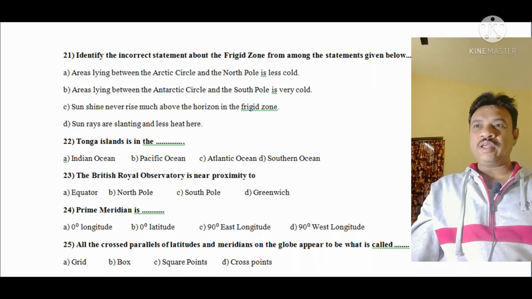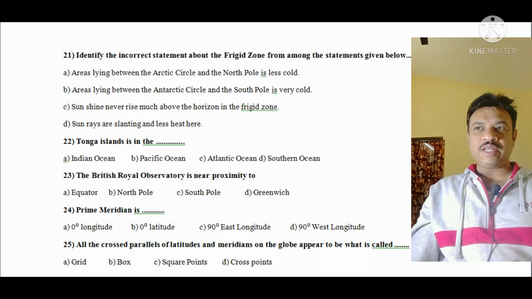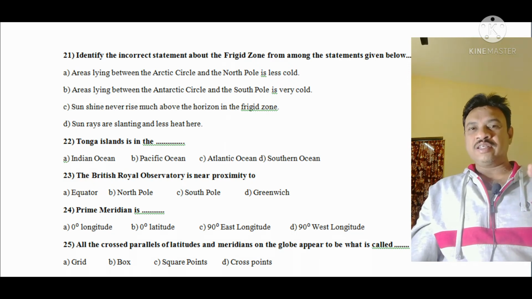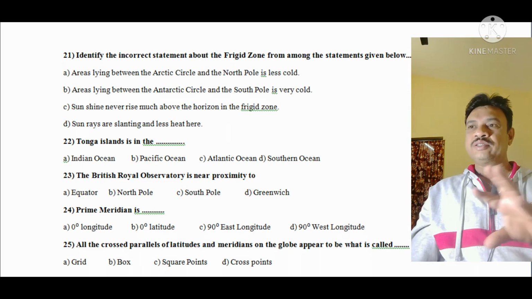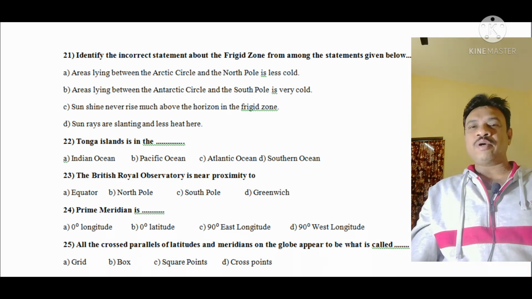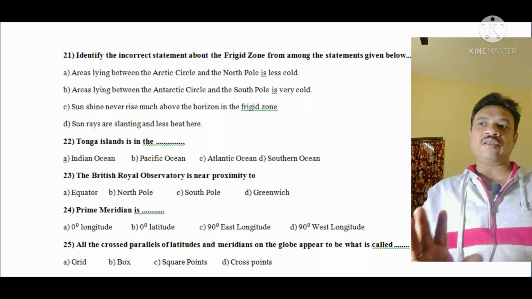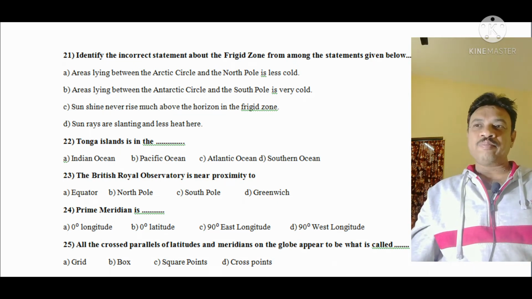Question number 23. The British Royal Observatory is in proximity to dash, whether to the equator, North Pole, South Pole, or Greenwich. You know, the British Royal Observatory is not at the equator, because the British Isles are not at all at the equator, not even at the North Pole, not even at the South Pole. South Pole is only the Antarctica region, so it is impossible. Or Australia, some parts of Australia and some parts of South America are also in this belt, so it is impossible. Only Greenwich. Greenwich is in proximity to the British Royal Observatory.